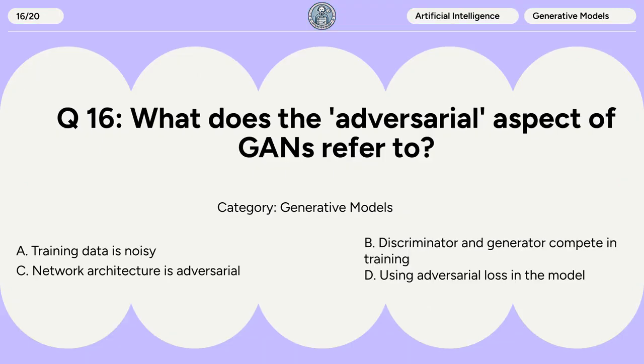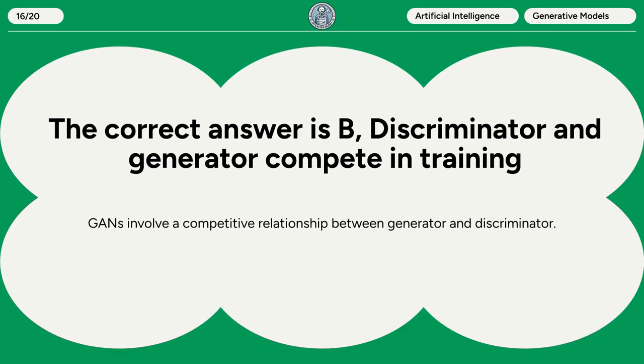Question 16. What does the adversarial aspect of GANs refer to? A. Training data is noisy. B. Discriminator and generator compete in training. C. Network architecture is adversarial. D. Using adversarial loss in the model. The correct answer is B. Discriminator and generator compete in training. GANs involve a competitive relationship between generator and discriminator.